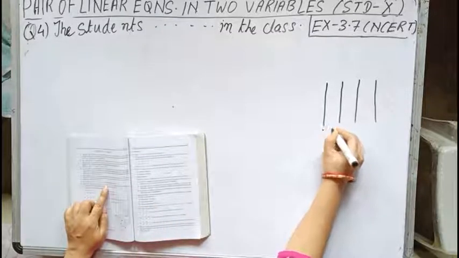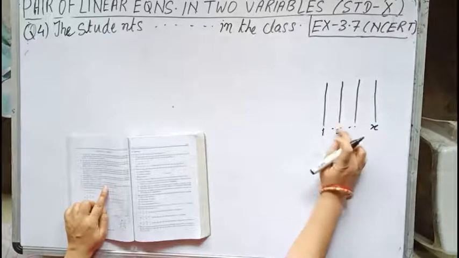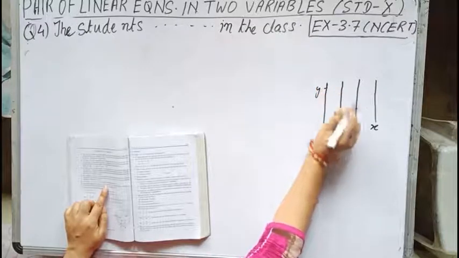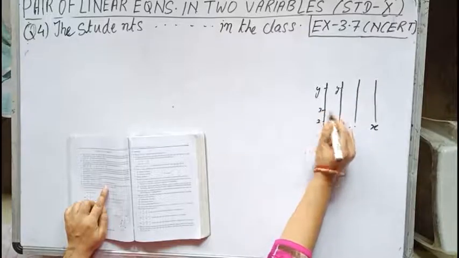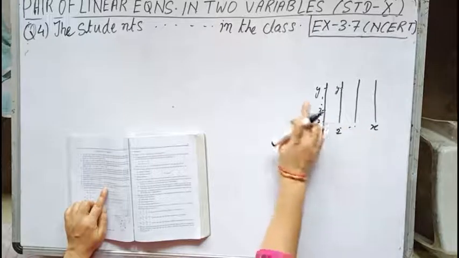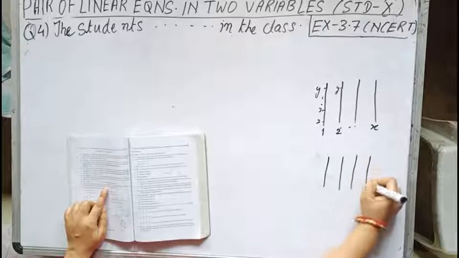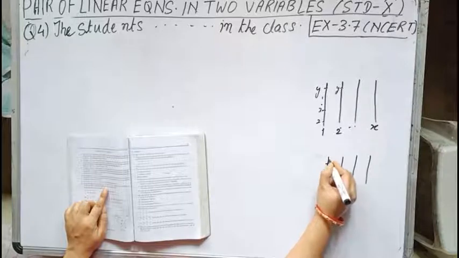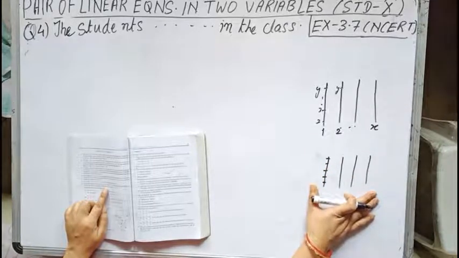So let us suppose that the number of the rows is x. This is 1, 2 and so on till x. And the number of the students in each row be y. So in each row the number of the students is y, 1, 2, 3 and so on till y. So the total number of students will be how much? X into y. I am giving an example. Suppose 4 rows are there and in each row 5 students are there. 1, 2, 3, 4, 5. So what you will do? 5 into 4. That is 20 students are there in the class.